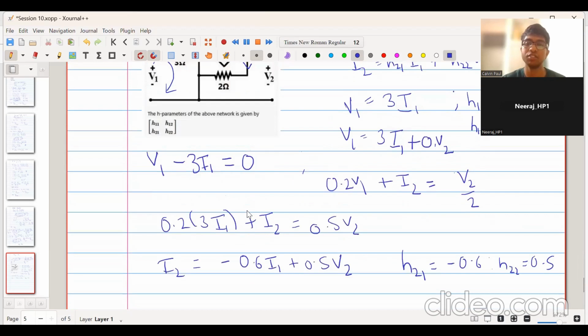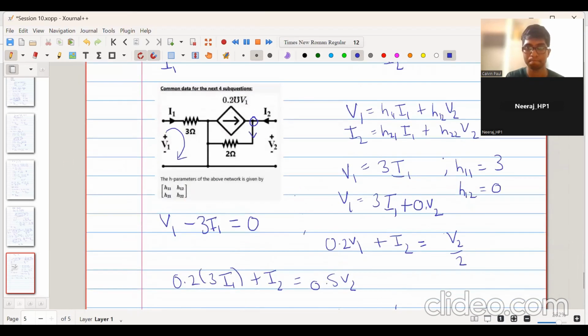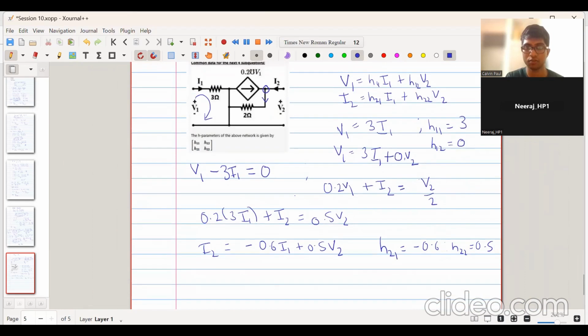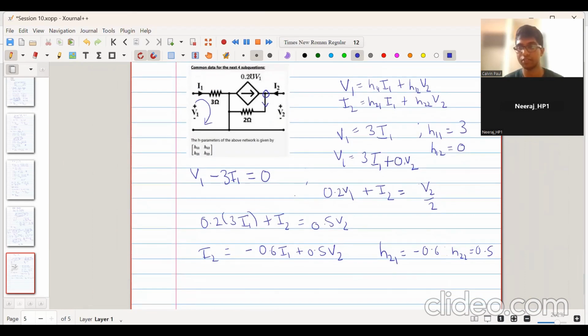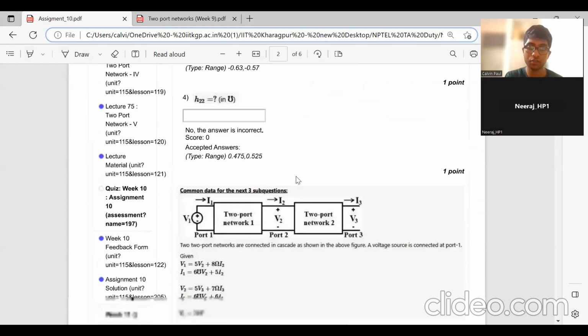So any doubts in this? Make it smaller so that you can see the entire screen. So any doubts in this? Good. Then we'll proceed to the next question. So we got it for this.